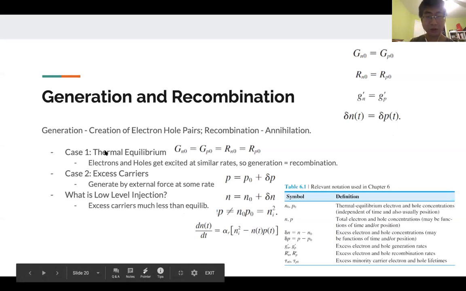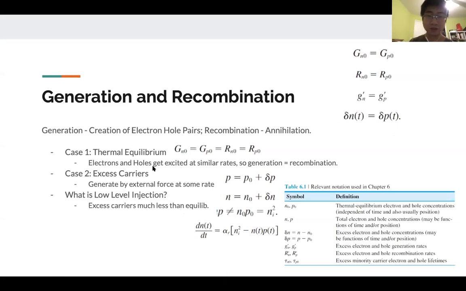So case one, thermal equilibrium. Electrons and holes get excited at similar rates, and the amount of carriers stays constant, so generation is equal to recombination. This is thermal equilibrium, when the N naught P naught product holds. So if you are not in thermal equilibrium, you cannot multiply N and P to get n_i squared.